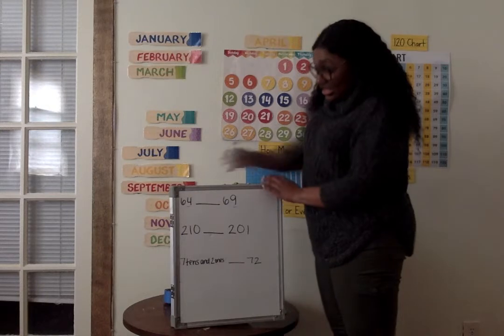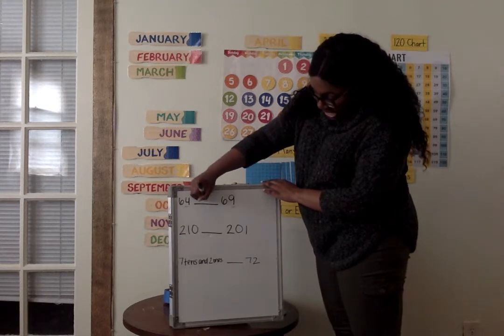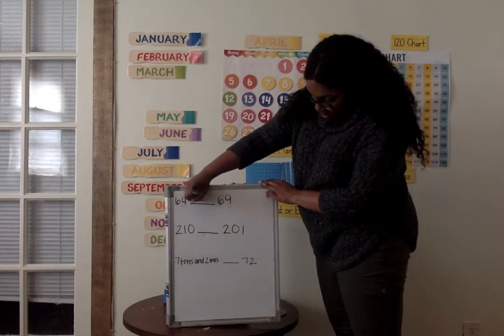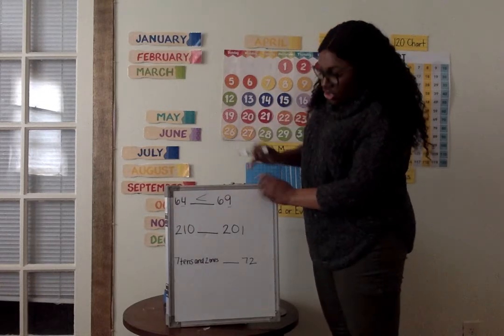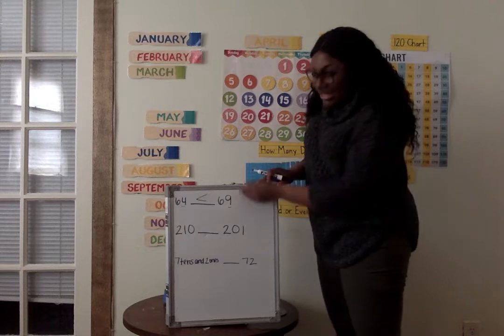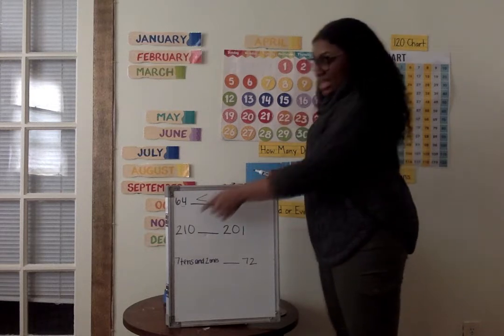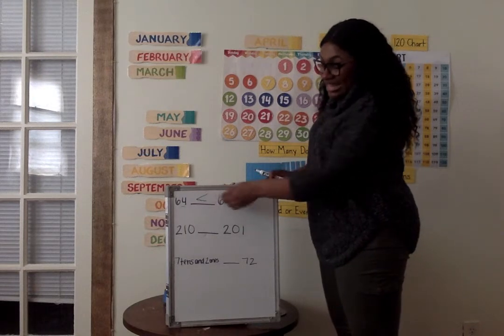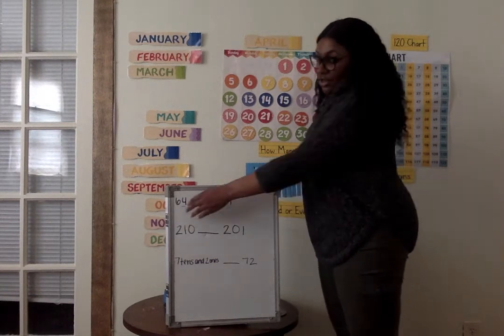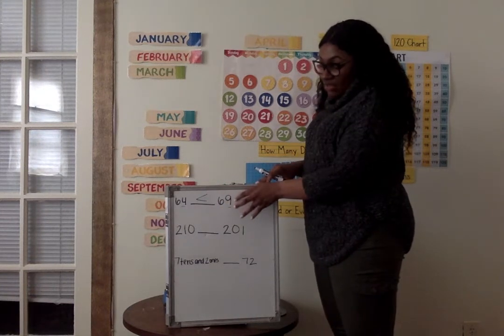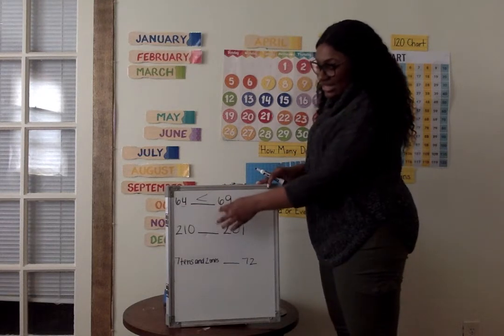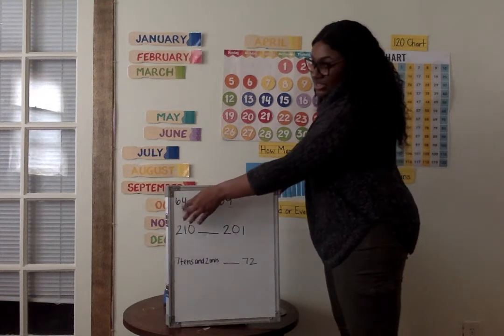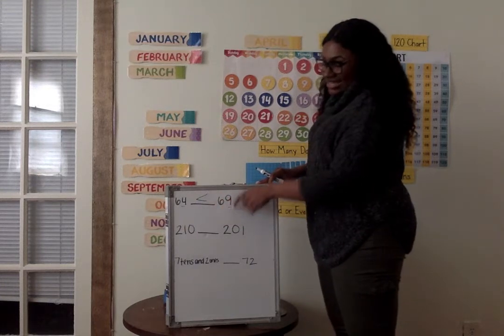That's right. He's going to want to eat the number 69. Oops. Sorry, friends. He's going to want to eat the number 69 because 4 ones is less than 9 ones. If we read it from left to right, the alligator mouth is going to want to eat 69 because 4 ones is less than 9 ones. So 64 is less than 69.